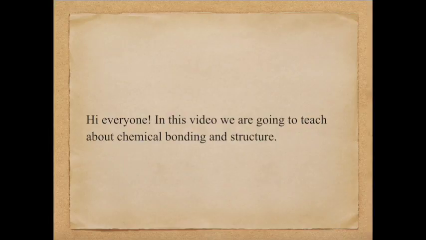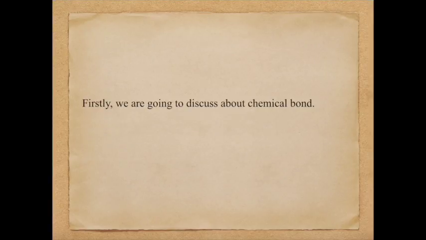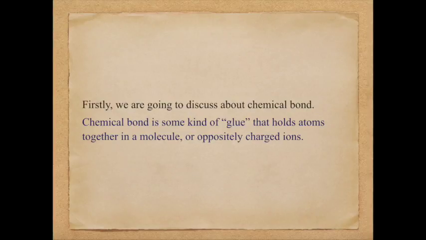Everyone, in this video we are going to teach about chemical bonding and structure. Firstly, we are going to discuss chemical bond. A chemical bond is some kind of glue that holds atoms together in a molecule, or oppositely charged ions.